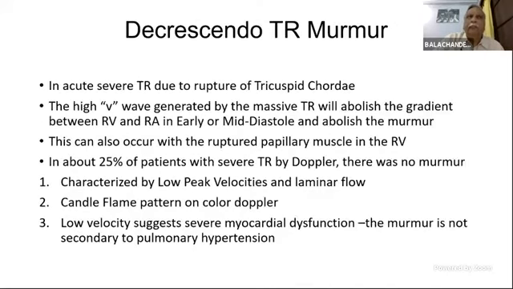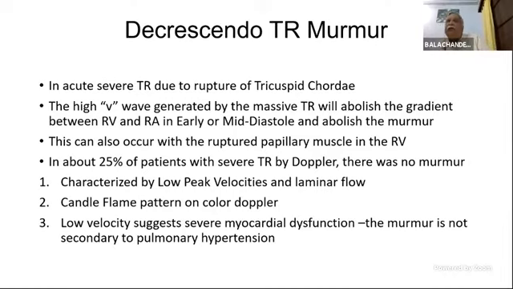Next slide. The important thing, as I told you, is the decrescendo. The TR murmur is not a pansystolic murmur if it is due to low pressure TR. This is simply because the high V wave, which is generated in the massive TR, will abolish the gradient between RV and RA in either early or mid diastole. This is just like a decrescendo murmur which you get in acute MR on the left side. The high V wave in the LA will abolish the MR murmur. Similarly, the high V wave in the RA will abolish the murmur.